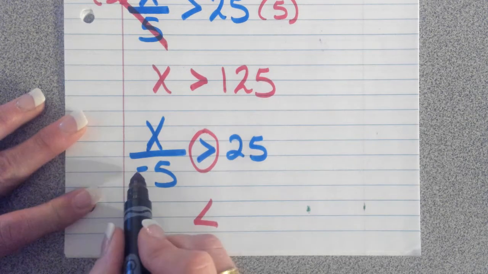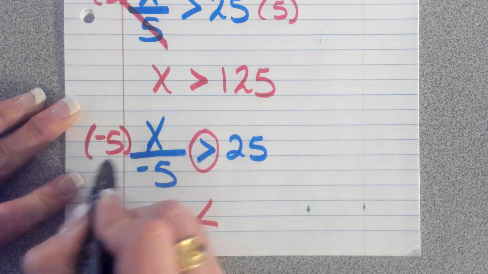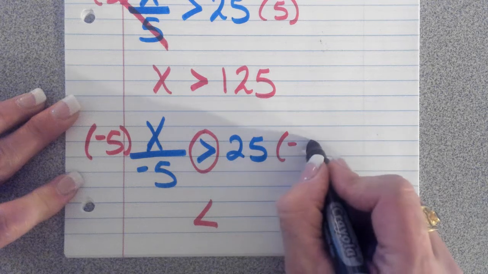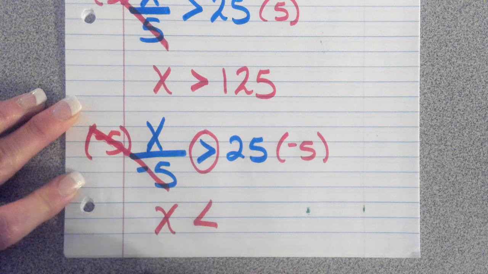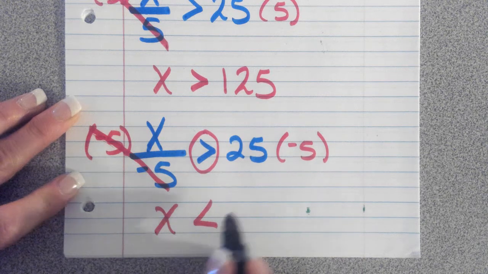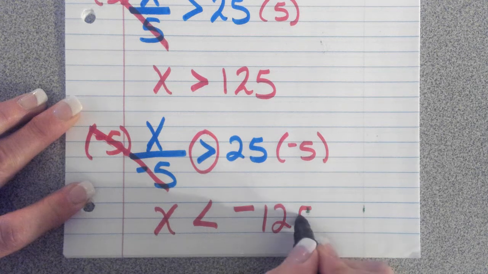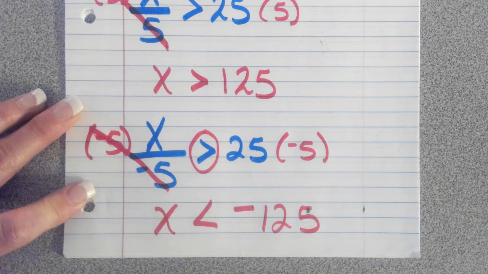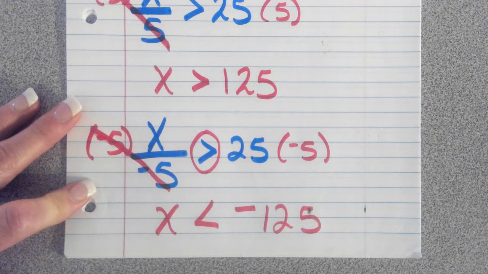Okay, so how do I get rid of a divide by negative 5? Times it by a negative 5. What you do to one side, you have to do to the other. These cancel out, and x is by itself. But now it's less than negative 25 times 5, negative 125.